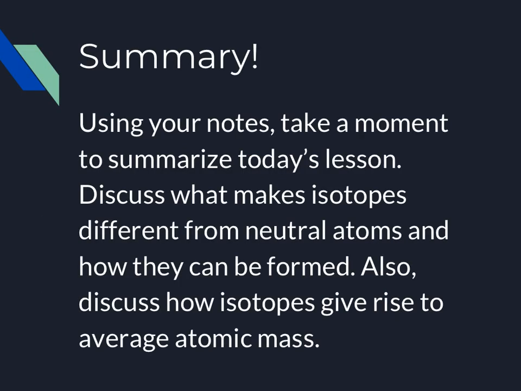All right, so for your summary, on your paper it says reread your notes from today and summarize them in 2 or more sentences. What I would like for you to do is make that a little bit more specific. Discuss what makes isotopes different from neutral atoms, and then discuss how they ultimately give rise to the calculation for average atomic mass. All right?